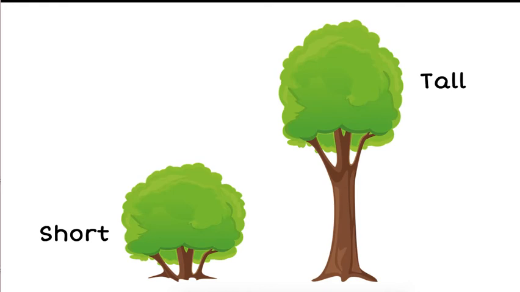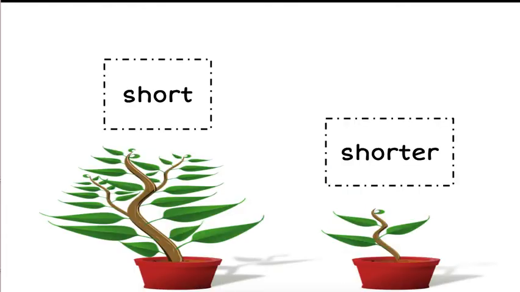The tree on the left is short, and the tree on the right is tall. The plant on the left is short, but the plant on the right is shorter. So we can use those words to compare.